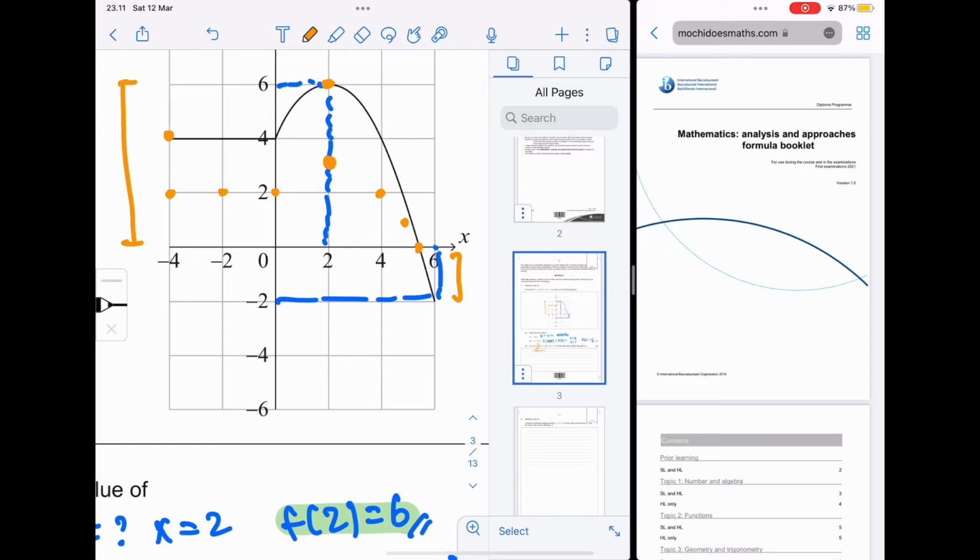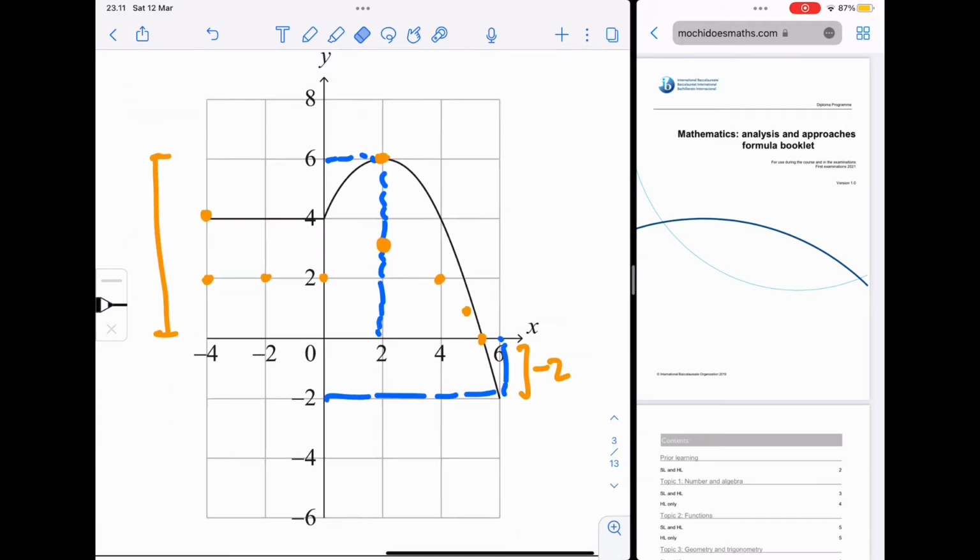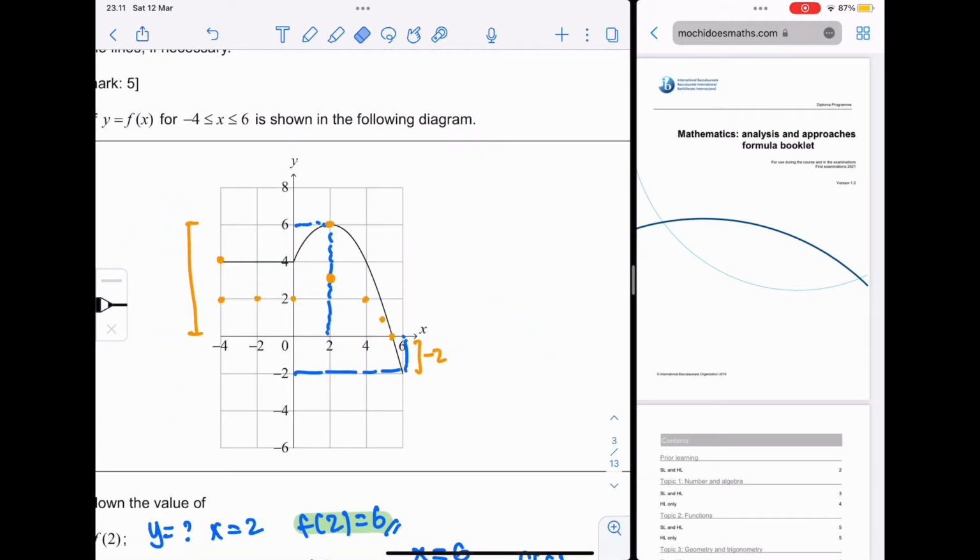Here the height is -2. Half of -2 is -1, so the height now is -1. Connect the dots.